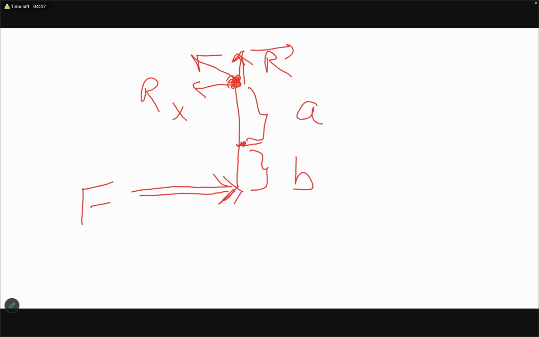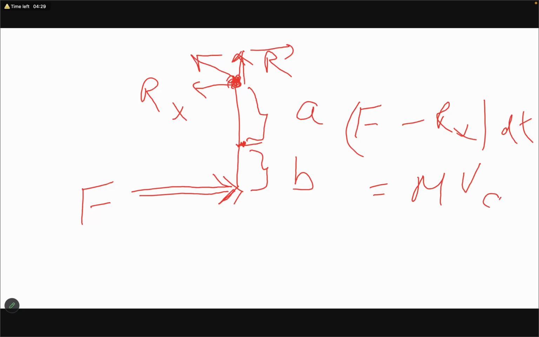If I am to write the equation, the first equation vis-a-vis the linear center of mass movement is F minus Rx delta t, which is the impulse in the x direction, and that will equate to m v_cm. Fine? Okay. Now, the impulsive torque.